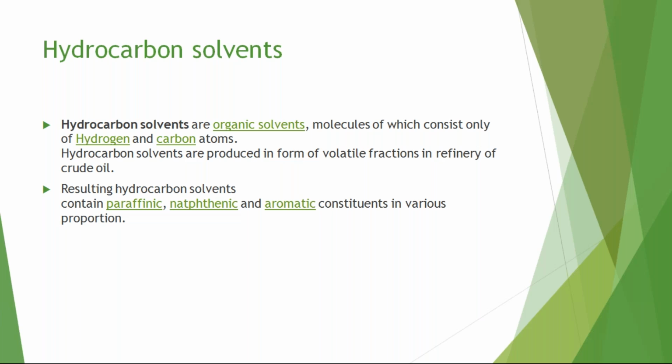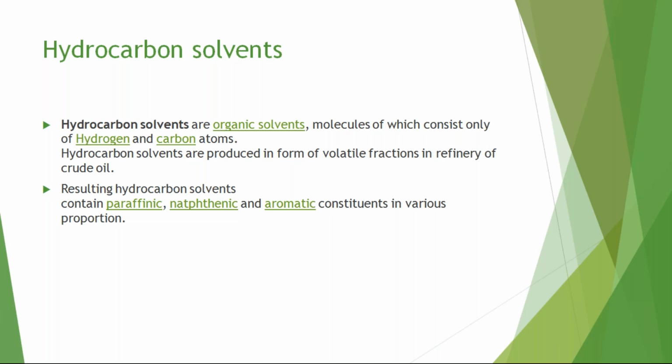Next is hydrocarbon solvents. This also comes under organic solvents. So this consists only of hydrogen and carbon atoms, and they are hydrocarbon solvents. These are produced in the form of volatile fractions in refinery of crude oil. So what are the hydrocarbon solvents? We have examples: paraffinic, naphthenic, and aromatic constituents in various proportions.